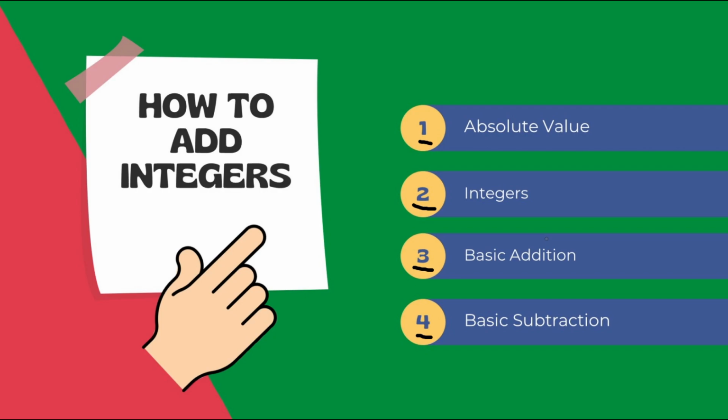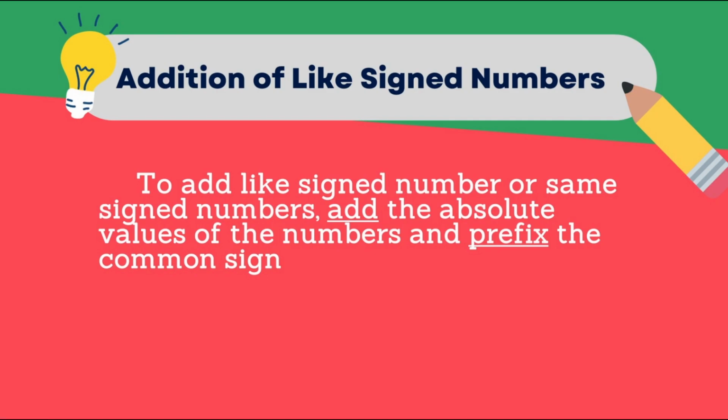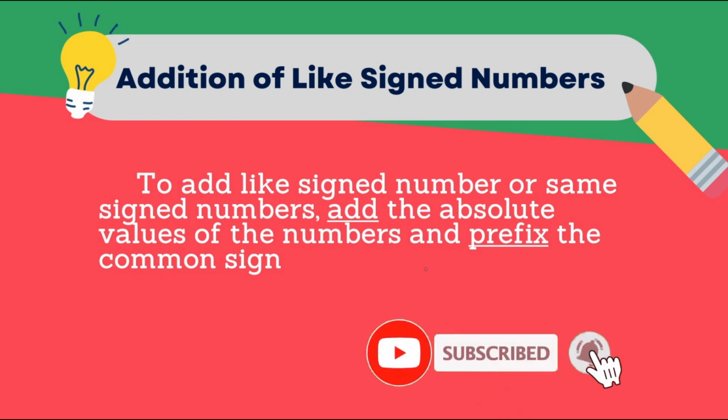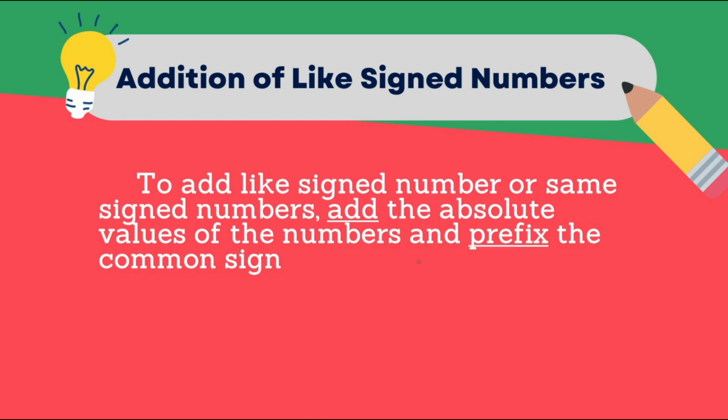Now, proceed tayo sa rules ng addition. So, first rule is if we have like signed numbers. So, in order to add like signed numbers, or we can say same signed numbers, we just add the absolute value of the given numbers and prefix the common sign. So, we are familiar what is positive and what is negative naman. When we see the common sign, that's what we are going to prefix at the end of the process. Okay, some examples tayo.